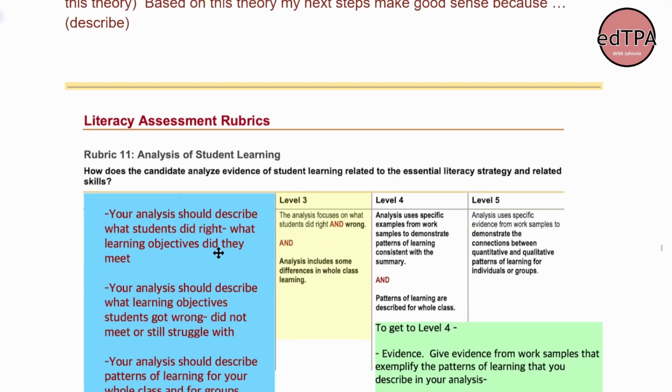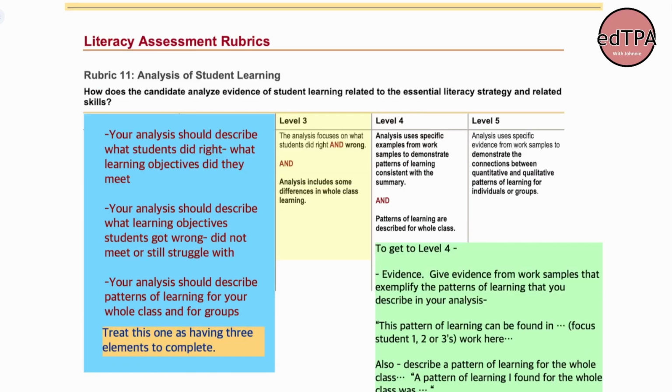Okay, so that's all for the prompts. Let's give some attention to the rubrics. This is rubric 11, analysis of student learning. How does the candidate analyze evidence of student learning related to the essential literacy strategy and related skills?